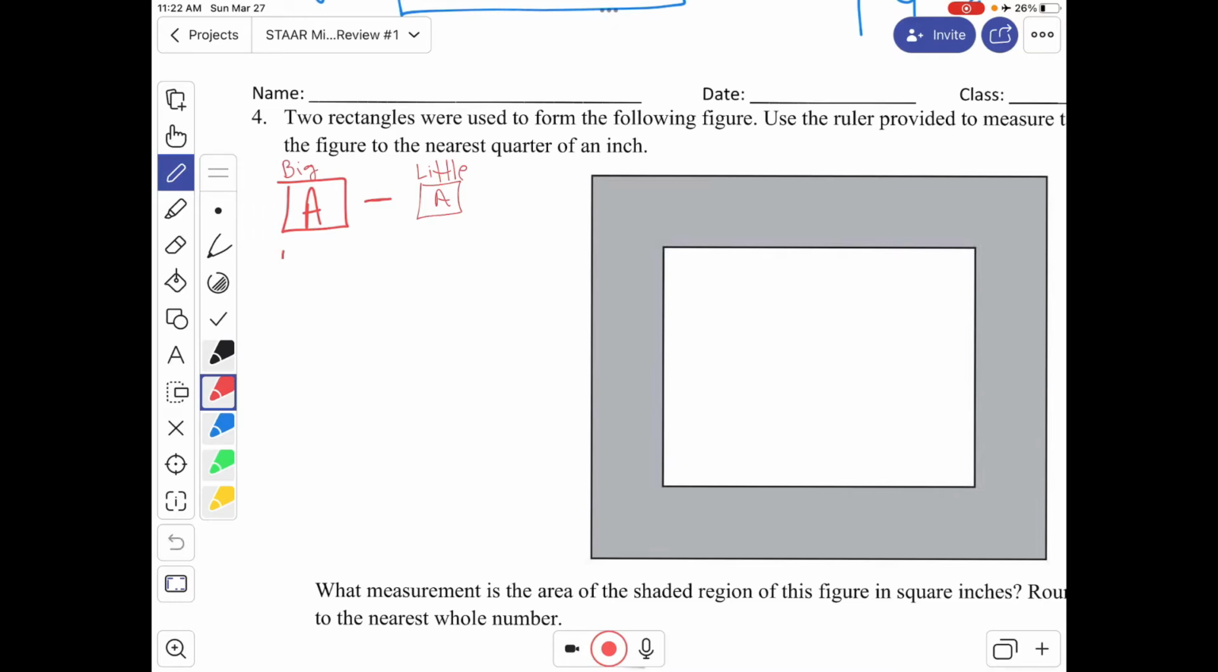The formula for a rectangle is base times height. So I'm going to need the base and the height of both the big rectangle and the little rectangle. So if you use your ruler that was provided on your mathematics chart, you'll find that from here to here is about 3.5 inches, which I'm going to put as 3.5 because 0.5 is a half. And then from here to here is about 3 inches.